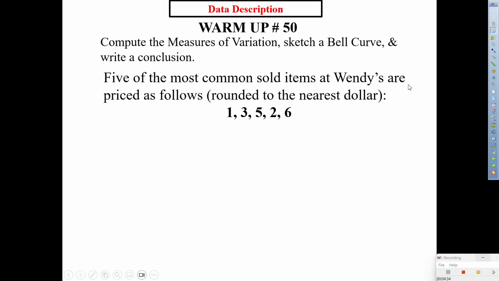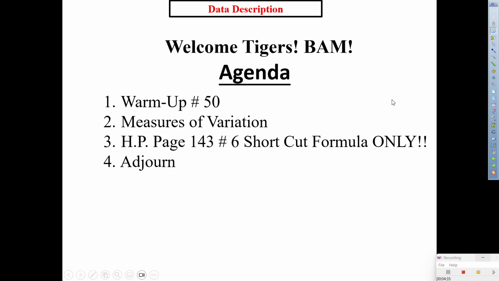With that said, copy the agenda, please. Warm-up 50 is done, measures of variation. And your home play for tonight, page 143, number 6, but you're using the shortcut formula. Today we're going to be hammering that out just to make sure we got it.